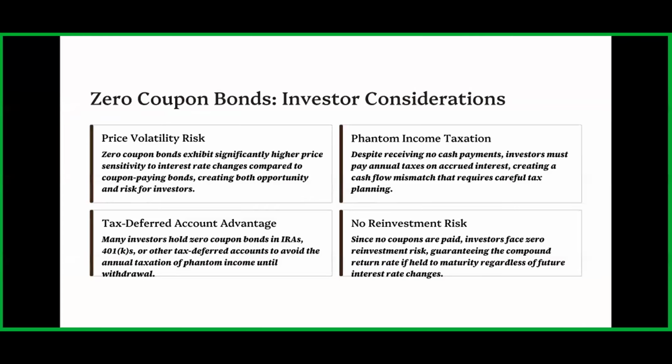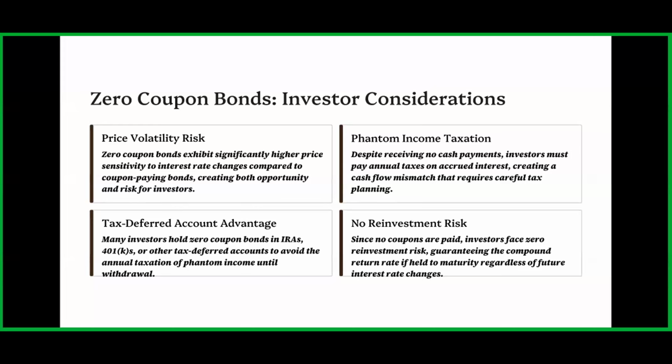Seen from the investor's point of view, the zero coupon bond carries price volatility risk. We know that in zero coupon bonds the default risk is higher, because no payment is received in between the time, and all your return is received at the maturity date. That's why we see some risks: the zero coupon bond exhibits significantly higher price sensitivity to interest rate changes compared to coupon paying bonds, creating both opportunity and risk for the investors.